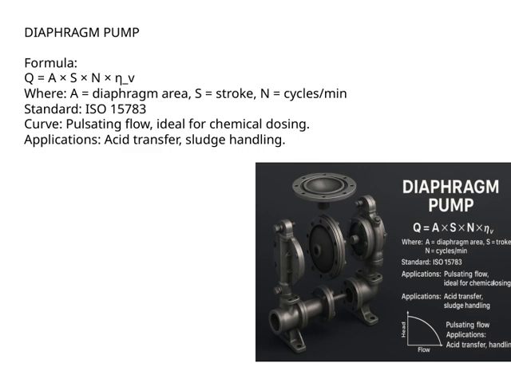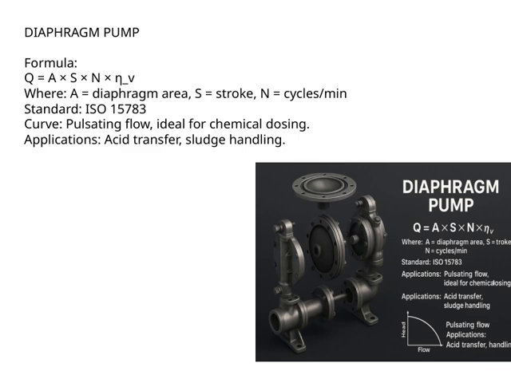And A to V is the volumetric efficiency, accounting for any losses in the system. This formula helps us understand how these variables interact to determine the pump's output. The diaphragm pump is standardized under ISO 15783, which ensures consistency and quality in its design and manufacturing.